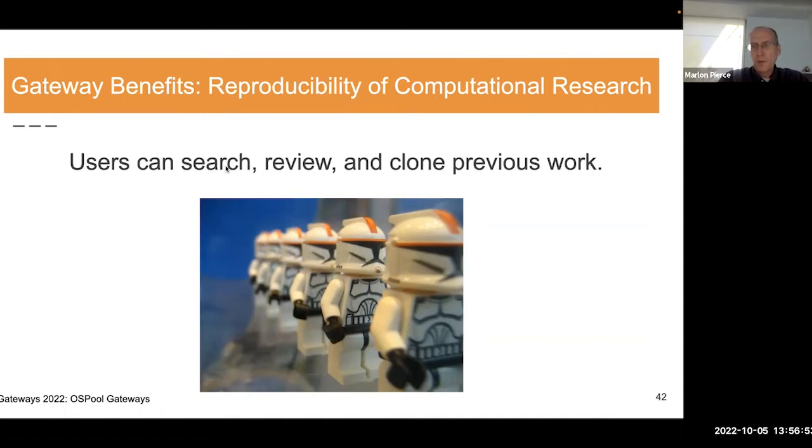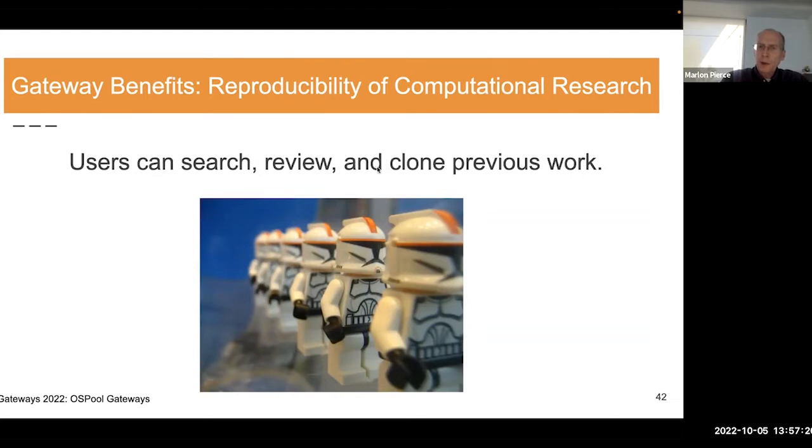So the user can search for their experiments. They can look over old experiments, and sometimes you may need to go back and see a result that you got last week, for example, or something you did 6 months ago. In a gateway, all that metadata is going to be there stored for you.